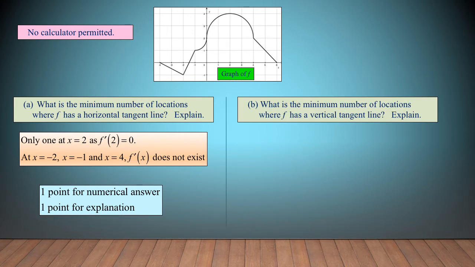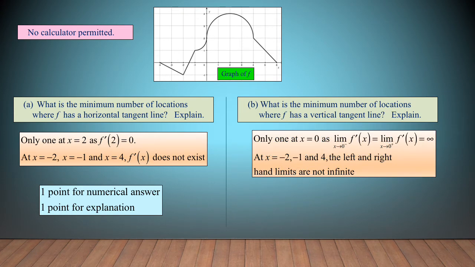Part B asks for the minimum number of locations where f has a vertical tangent line, and again needs an explanation. And as we saw in A, we have to ask for the minimum number of locations because we do not know what's happening with f between -6 and -4. The solution to B is also 1, and this occurs at x equals 0, as the limit as x approaches 0 from the left of f prime of x is the same as the limit as x approaches 0 from the right of f prime of x, which is infinity.